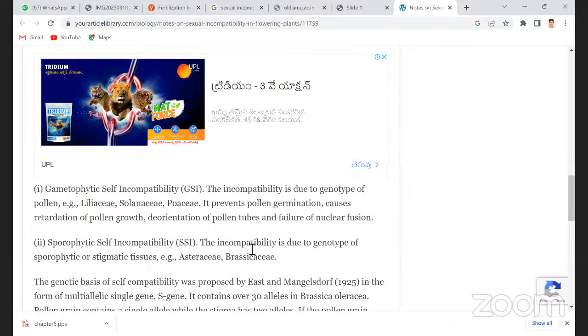In gametophytic self-incompatibility, the incompatibility is due to the genotype of the pollen. Examples are Liliaceae, Solanaceae, and Poaceae. These are three family members or examples of gametophytic self-incompatibility. It prevents pollen germination.